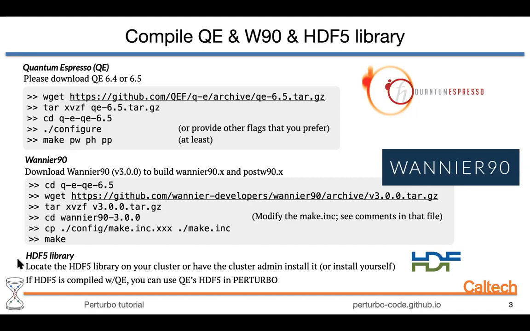Once you are done with Quantum Espresso and Wannier90, another important library required by Perturbo is the HDF5 library, because Perturbo will store and output very important data in HDF5 file format. And we use HDF5 because it is very portable from one machine to another. So you have to make sure that you have the HDF5 library installed on your local laptop or your clusters.